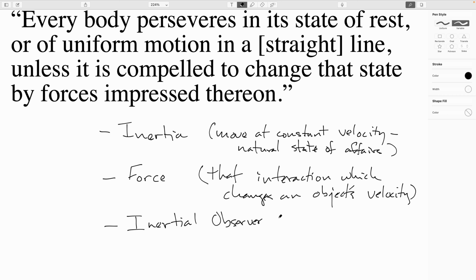And so this is an observer who in Newton's framework is allowed to quote-unquote do physics. What do I mean by that? So, an observer who can quote-unquote do physics.